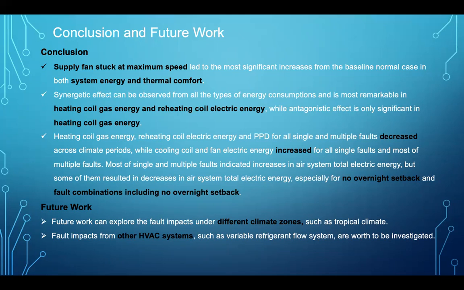For air system total electric energy, most single and multiple faults increased, but some of them led to decreases, especially for the combinations with no overnight setback and the single fault of no overnight setback. Future work can explore the fault impacts under different climate zones, such as tropical climate, and fault impacts from other HVAC systems, such as variable refrigerant flow systems, are also worth investigating.